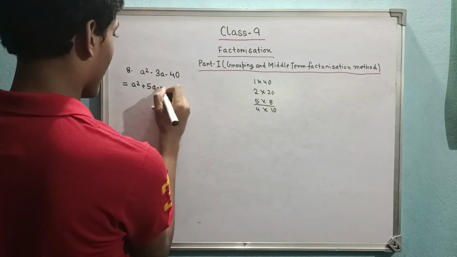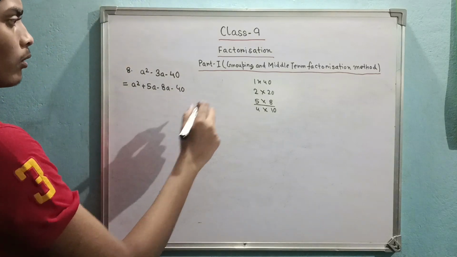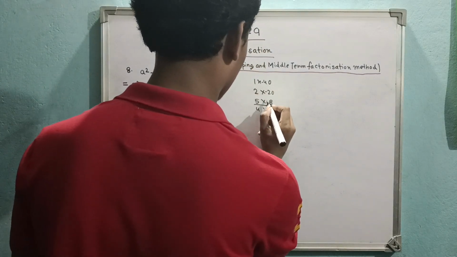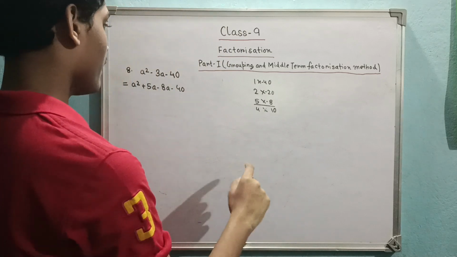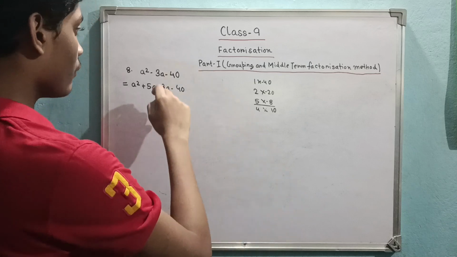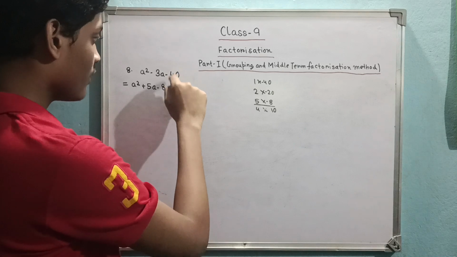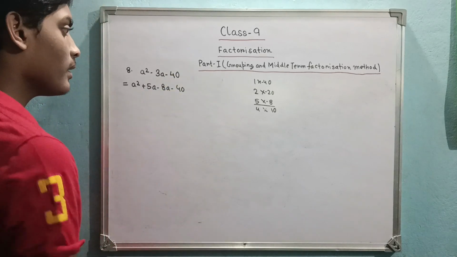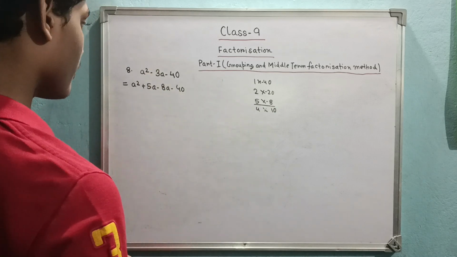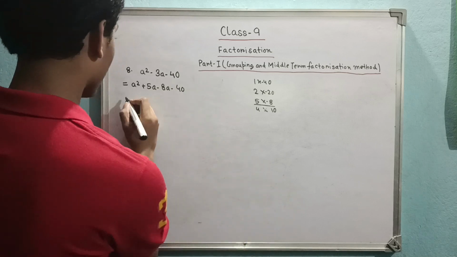So now I can write this as a square plus 5a minus 8a minus 40. We can also write how to make minus 40 here. That can be 1 into minus 40, 2 into minus 20, 5 into minus 8. Check which two, when added, become the coefficient of the middle term, and whose product makes the last term. That is the main criteria. So here we have got it, 5a minus 8a is minus 3a, and 5 into minus 8 is minus 40. Verified.